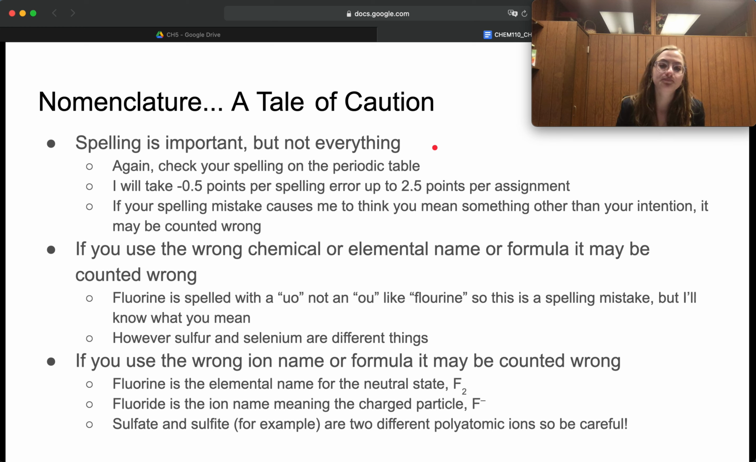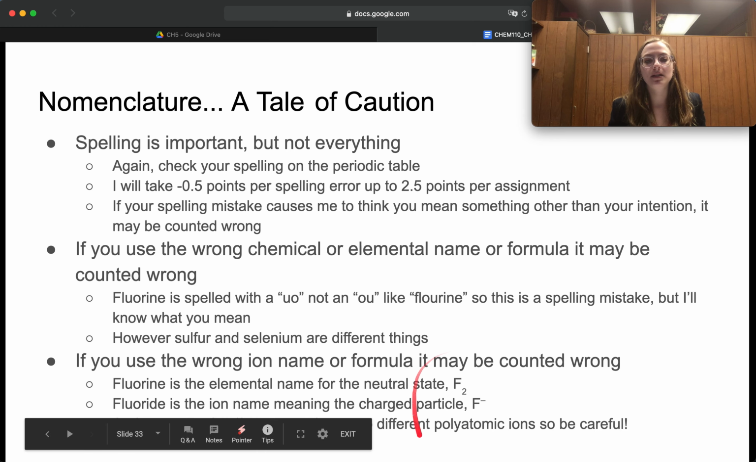So again, if your spelling mistake causes me to think that you have the entirely wrong thing, I reserve the right to take the points. However, if you do something weird like use an O swapped in fluorine, I'm going to get it. I'm going to know what you mean, but I reserve that right to take half a point because you could have checked it on the periodic table, okay?